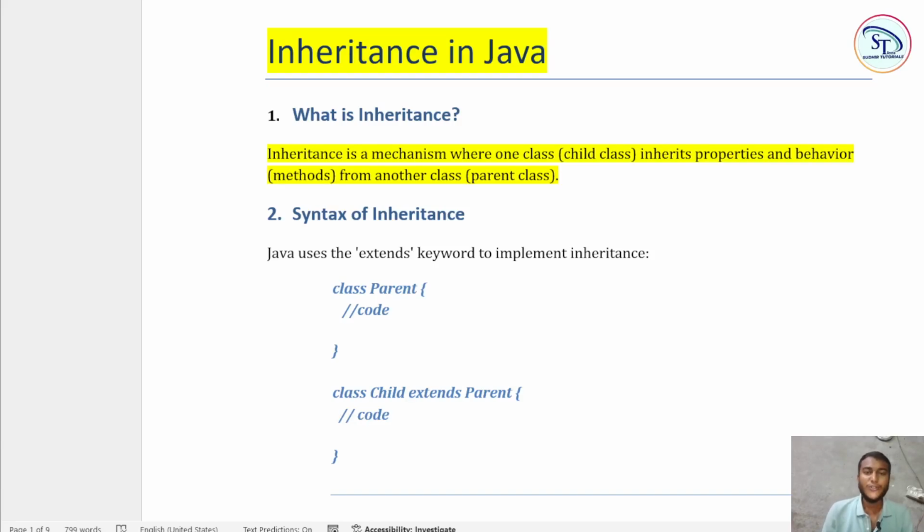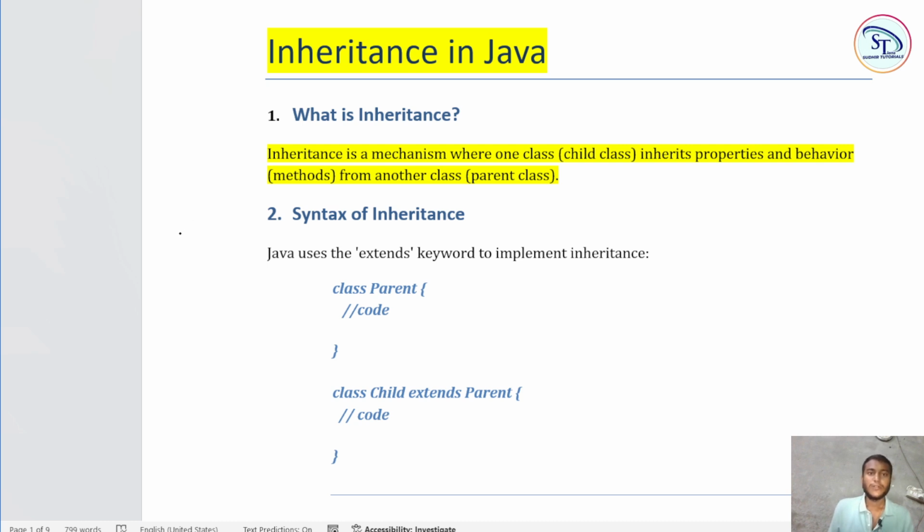In this video, we are going to learn a very important OOPS topic, that is inheritance in Java. So let's begin. First of all, what is inheritance? It is a mechanism where one class inherits properties and behaviors or methods from another class.